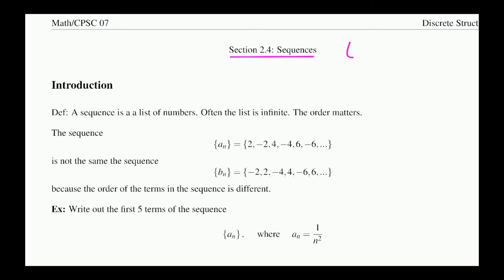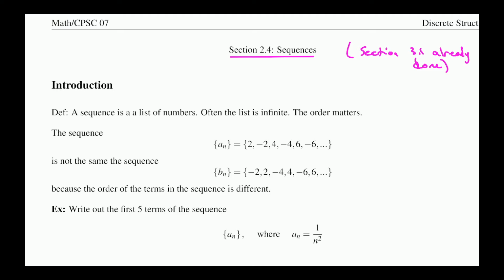Okay, so section 2.1 is already done. So yeah, don't be surprised at that. And let's go ahead and get started then.